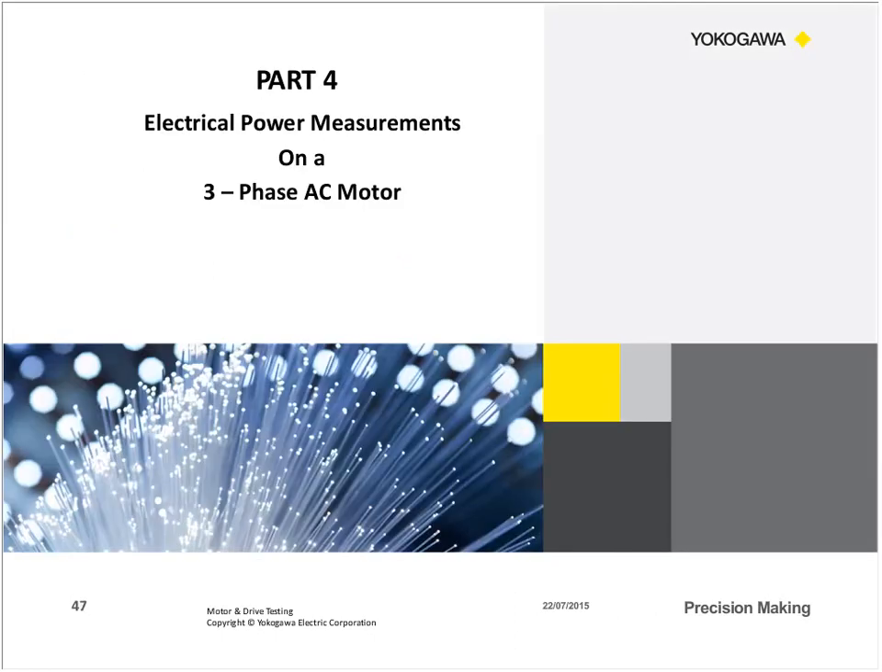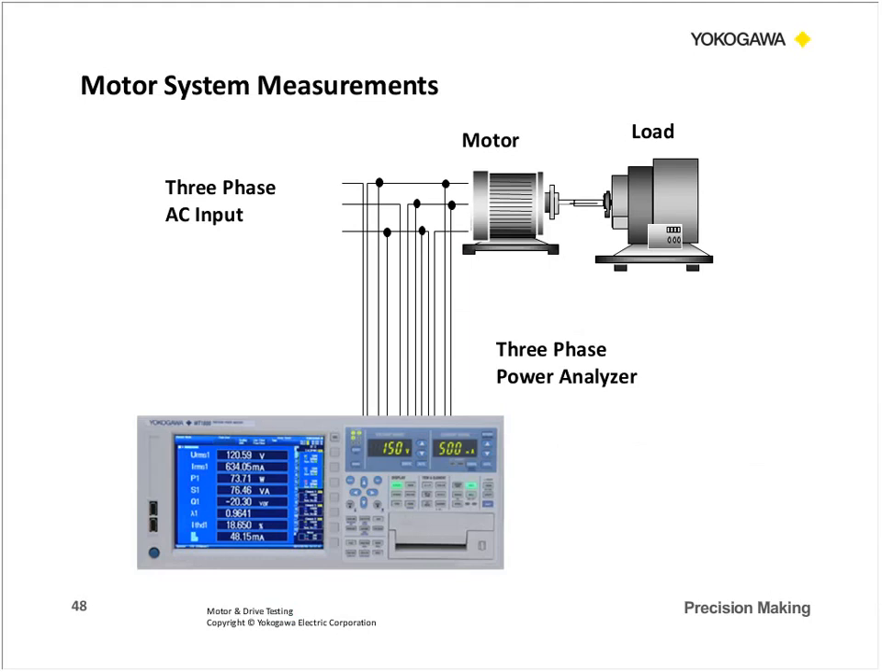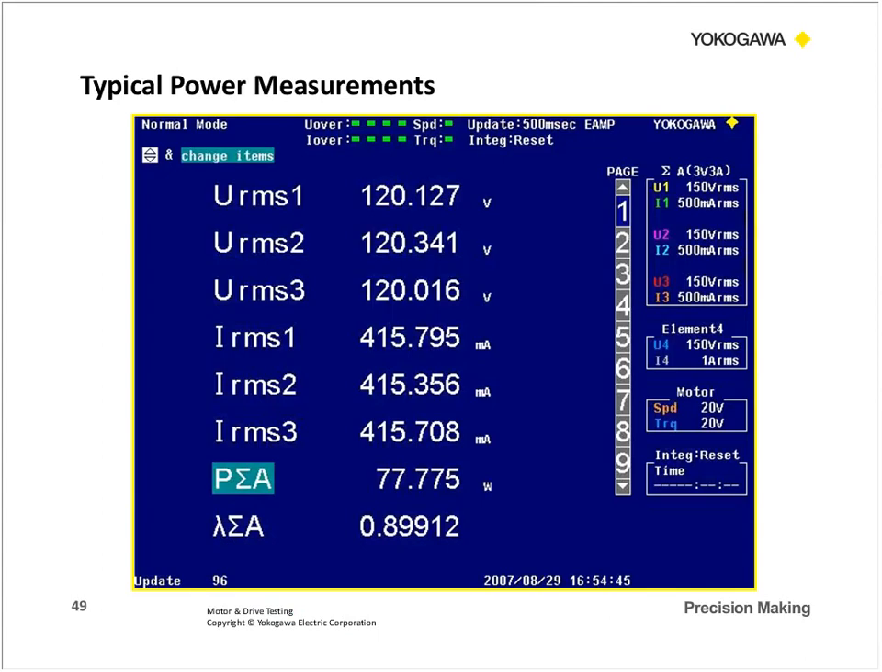Let's look at some of our measurements now on a three-phase AC motor. So we're going to take our motor and maybe apply some type of a load to it. Monitor this three-phase input to our motor. So we've got a three-phase motor here. We've got an AC input. Typical measurements, we may look at each of the three voltages line to line, and we're pretty well balanced here at 120. We can look at each of the line phase currents. And in this case, it was a small load, 415 milliamps.